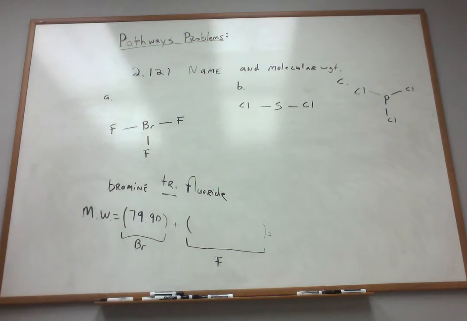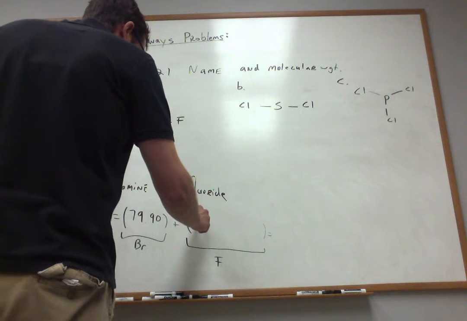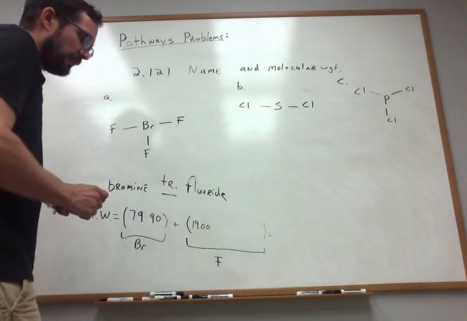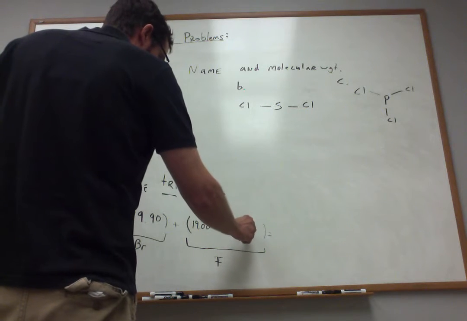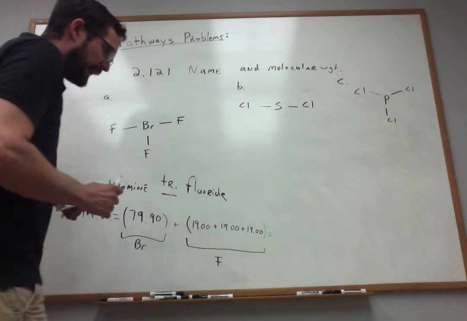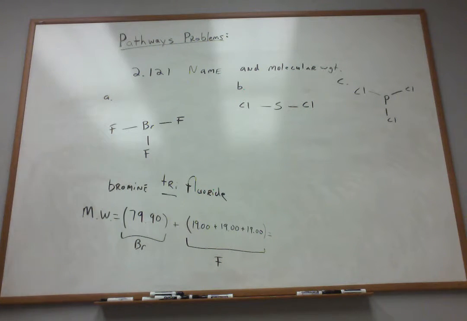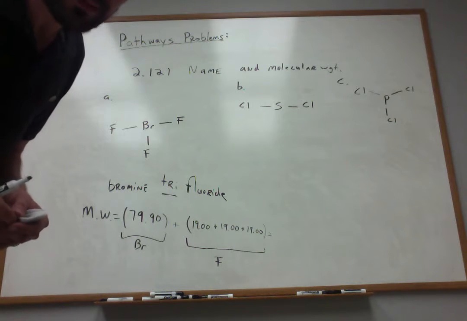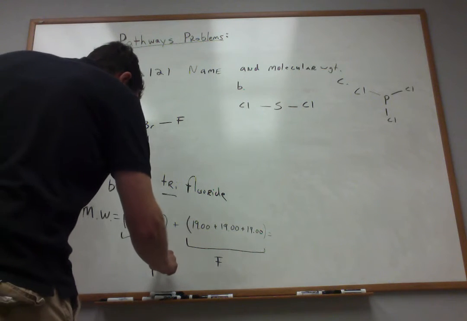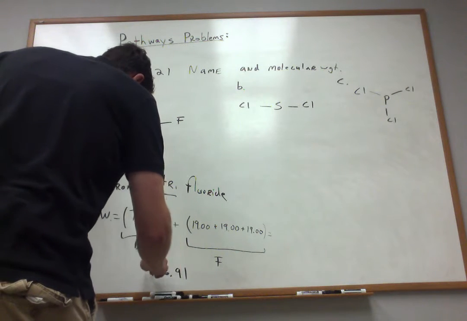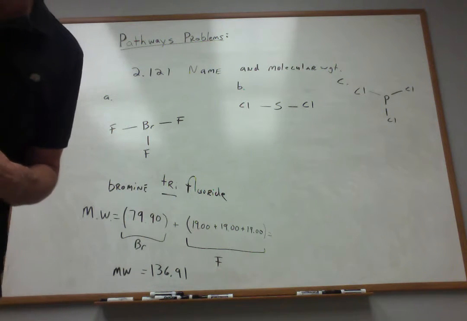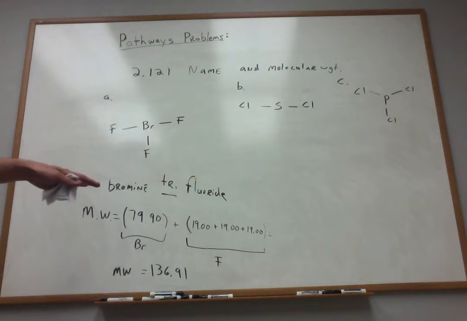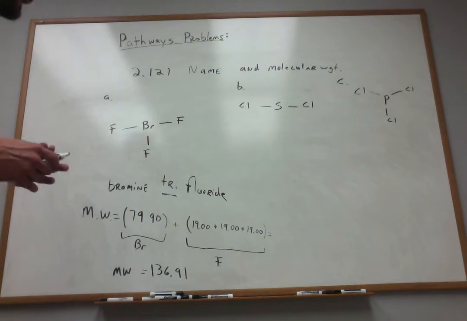I'm also going to have a contribution from the fluorine. Now if I go to the periodic table of the elements, I'll see that the entry for atomic weight's 19 for fluorine. But since I've got 3 copies of that, I've got to add in each copy. Makes sense? So it's pretty simple. Just add up the parts, and if I do that, I get a value of 136.91 for the molecular weight of the compound, bromine trifluoride. So as simple as that, all right?